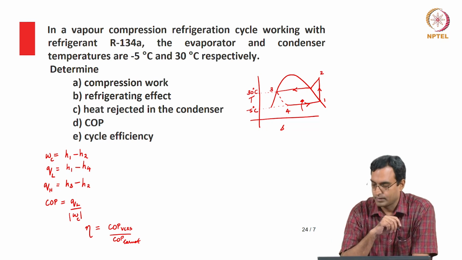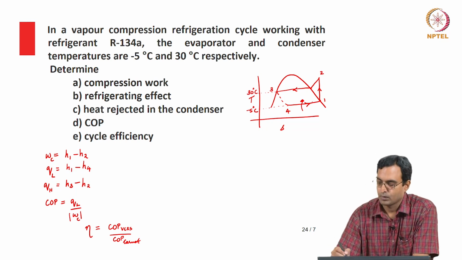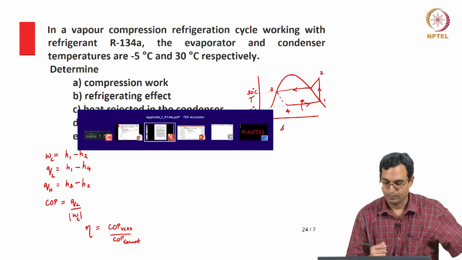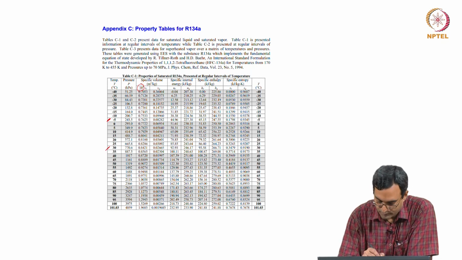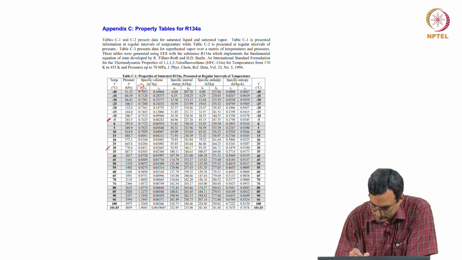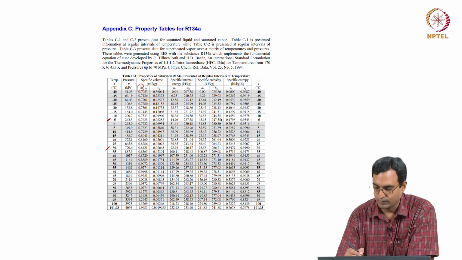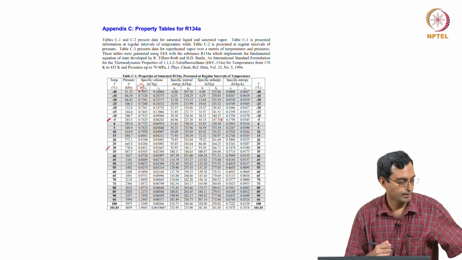So, what I need now is the evaporator enthalpy, which is saturated vapor at minus 5 degrees centigrade. Let me look at this table. For saturated vapor, which is this at minus 5 degrees, the value is 247.55 kilojoule per kg.